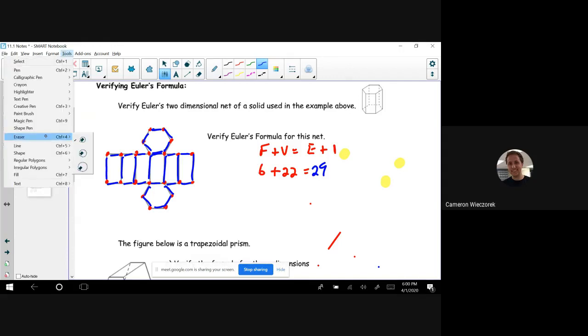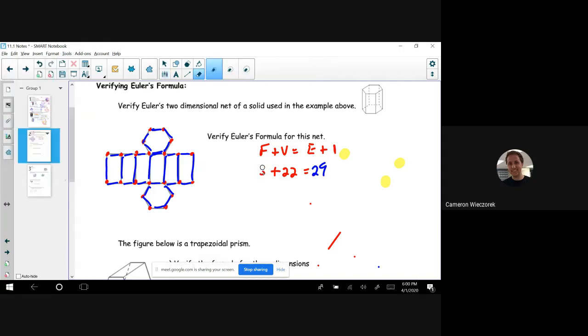Let's erase that. My bad. Right, so 2 hexagons, 6 rectangles. That should be an 8. Plus 1, so 22 plus 8 is 30, and 29 plus 1, last time I checked, is also 30. So that's what we mean by verify. Plug in F, V, and E and show the left side is equal to the right side.